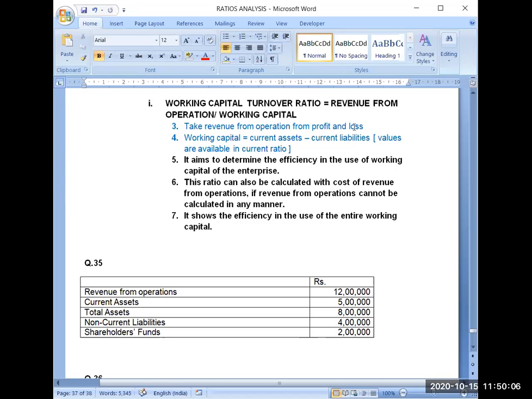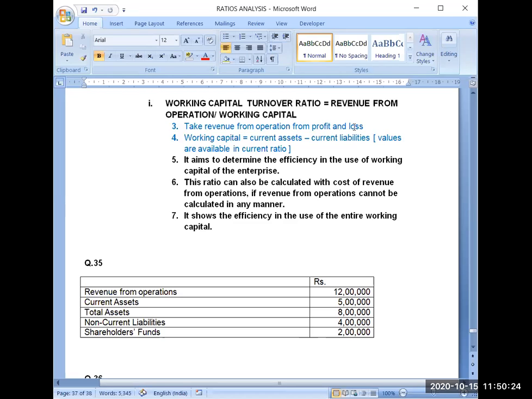Now, what is the purpose of working capital turnover ratio? It aims to determine the efficiency in the use of working capital of the enterprise. How efficiently you are using your working capital will be measured by the working capital turnover ratio.